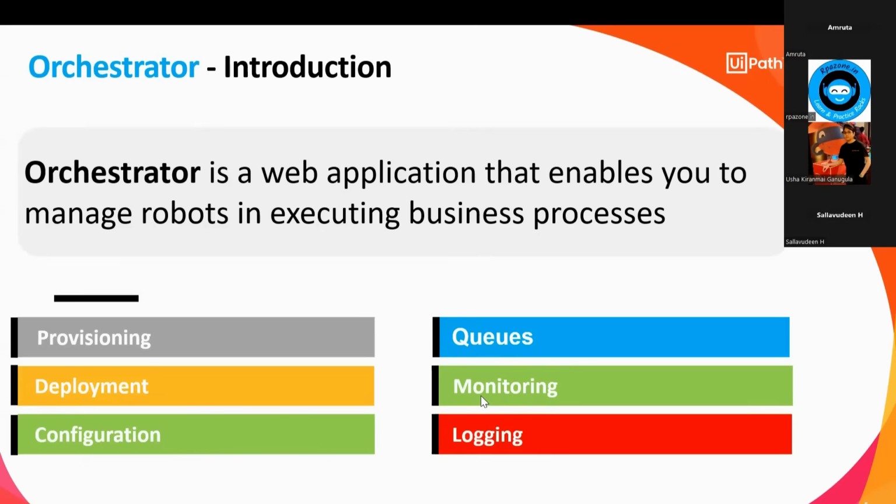And the next one is monitoring. It is very important. It is not enough if you run your process. It is always important to monitor your bot status. Again, how is this happening? Through orchestrator. And the next one is the logging mechanism, which is an important one to keep track of your bot status.